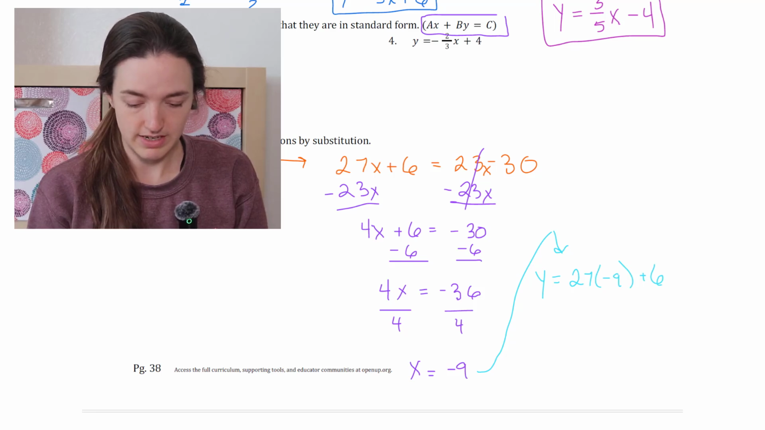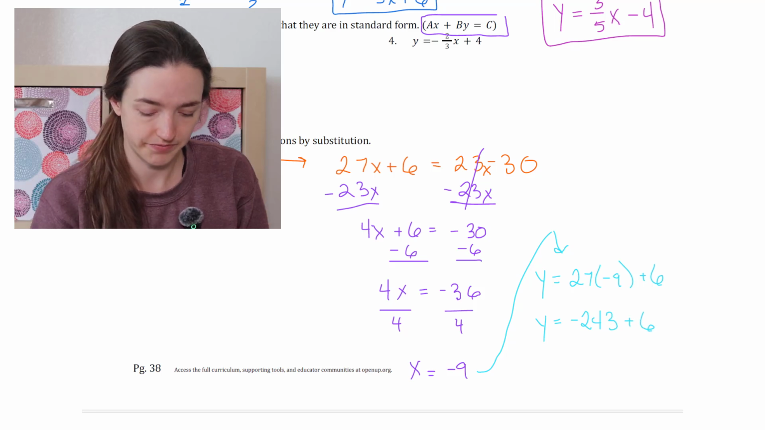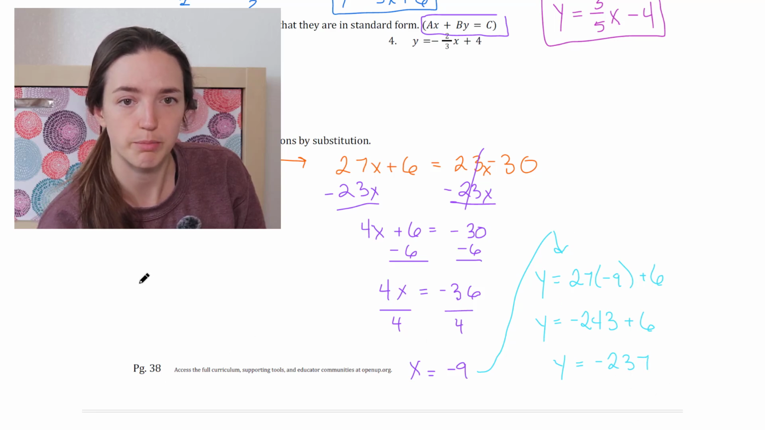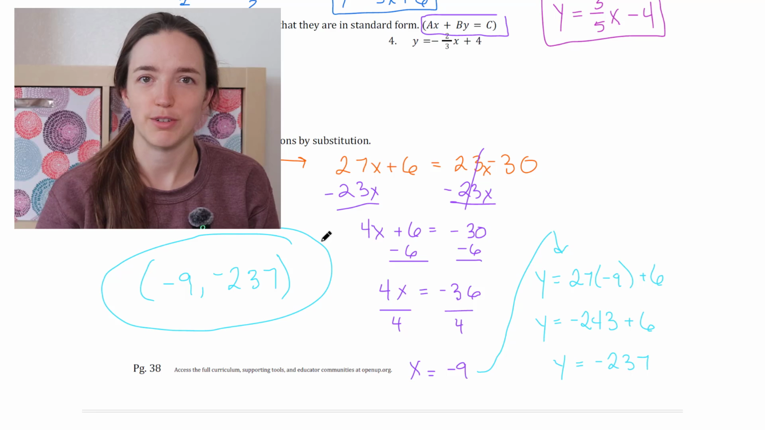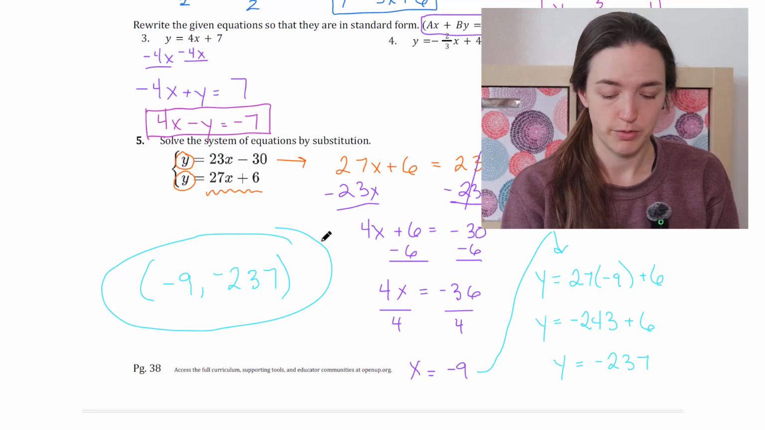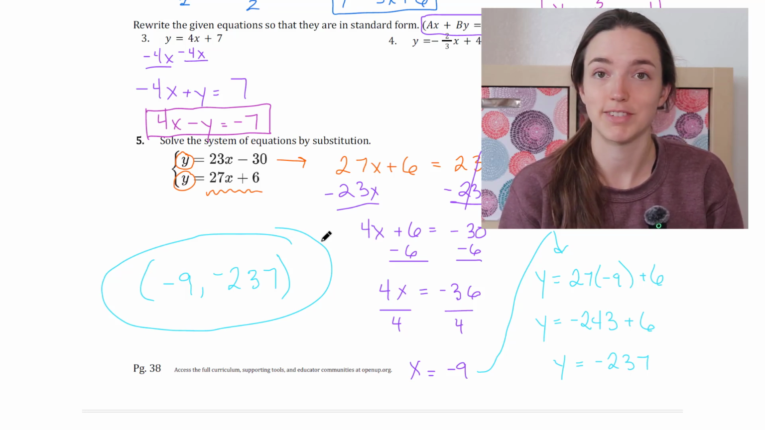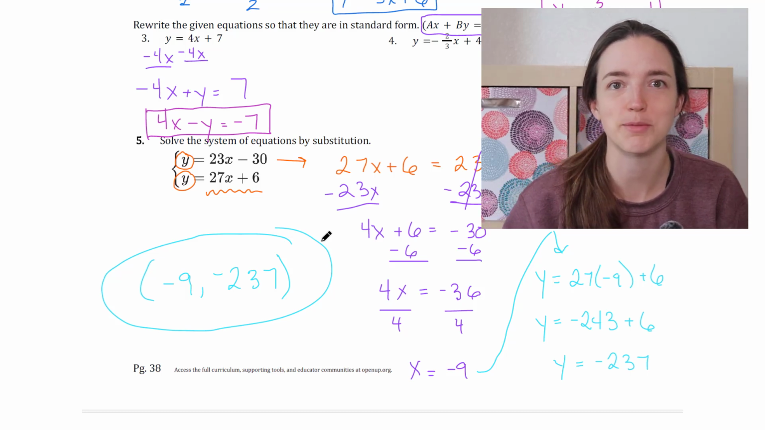And I'm not doing that in my head. Negative 243 plus 6, negative 237. So your final answer would be negative 9, negative 237. Why does that seem wrong? I'm a little suspicious, so I'm just going to quick plug this in. 23 times negative 9 is, okay, minus 30. Minus 30, come on. Negative 237. Oh, well, there you go. So you can always check your answer by plugging in the x and the y, especially if you're a little suspicious. Okay, cool.